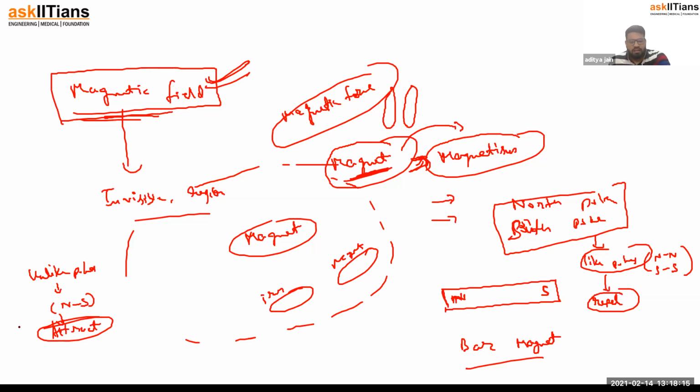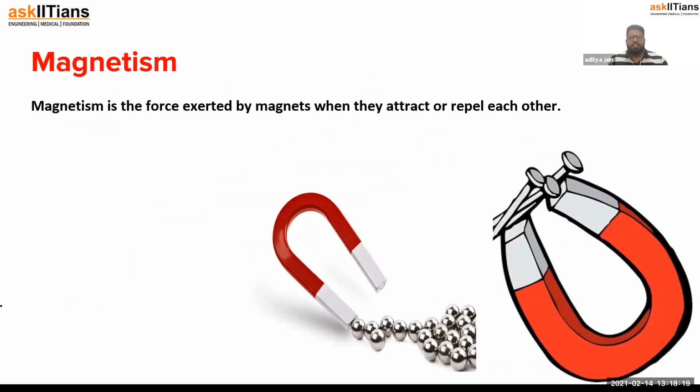They will attract each other. So that is the thing. Clear? So this is magnetism. Magnetism is the force exerted by the magnets when they attract or repel each other. So this is basically a property. This is the property of a magnet by which it is either attracting or repelling any other object or other magnet.